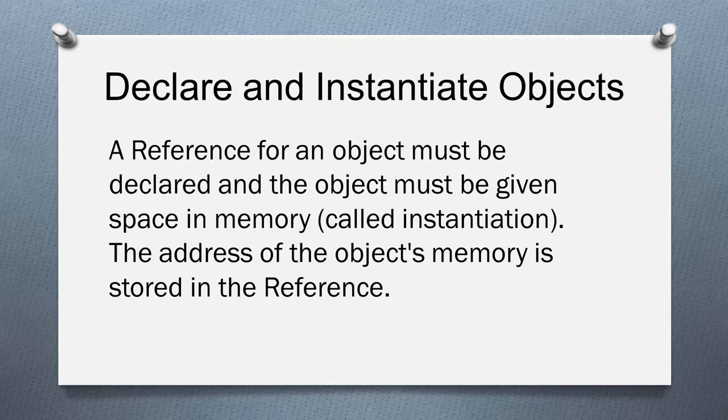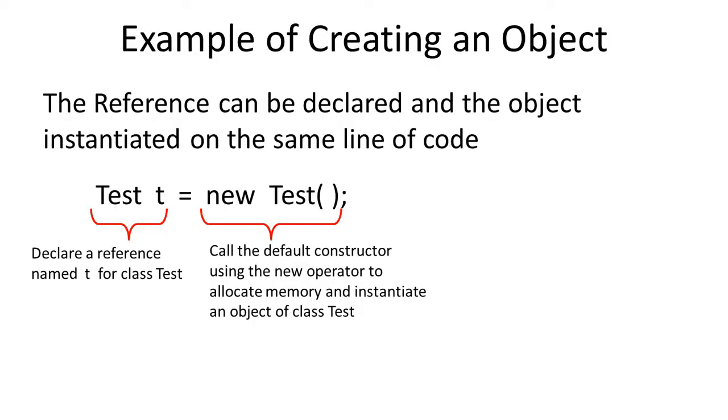A reference for an object must be declared and the object must be given space in memory called instantiation. The address of the object memory is stored in the reference. Assume that there is a class named test that has already been created. The reference can be declared and the object instantiated on the same line of code.